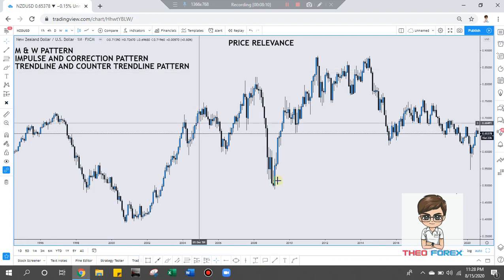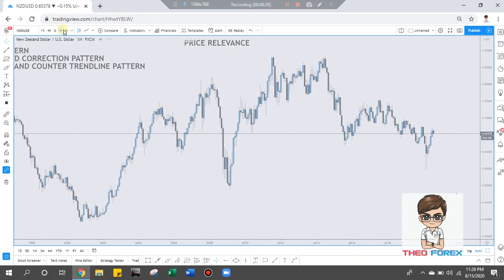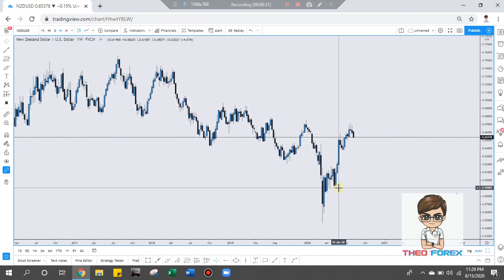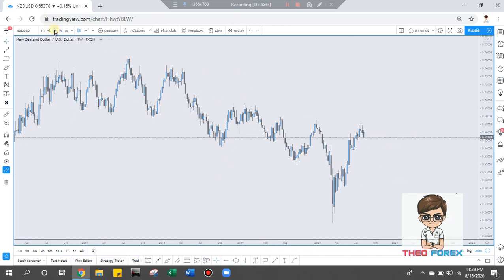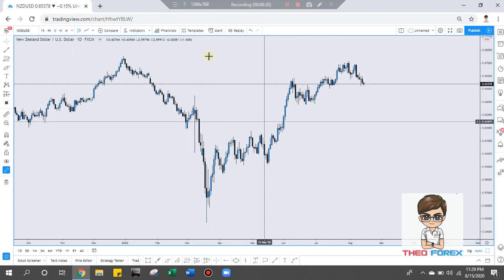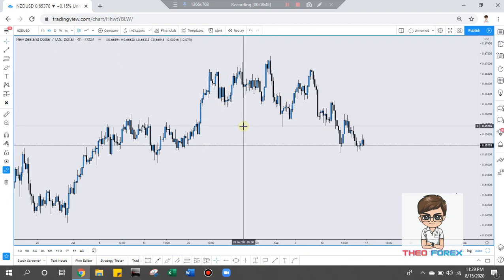Now it uses all time frames, same as Astro FX. So if it checks the monthly time frame and it doesn't see an M or a W pattern, it would go to the weekly time frame. Now on the weekly time frame, it will look for an M and W pattern. If it doesn't see any, it will go to the daily time frame. If it goes to the daily time frame and it doesn't see an M or W pattern, it will go to the 4-hour time frame. If it goes to the 4-hour time frame and it doesn't see an M and W pattern, that's it. It's going to ignore the chart.